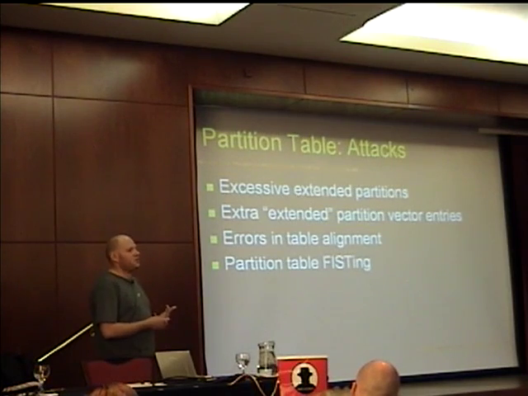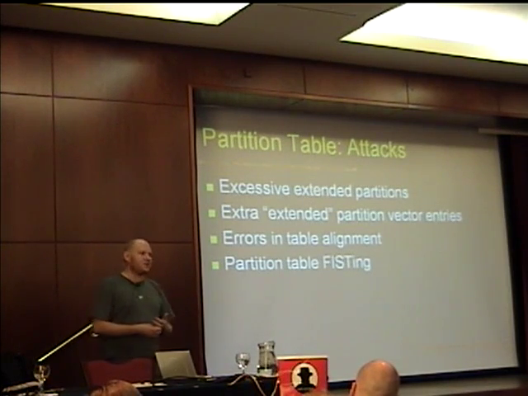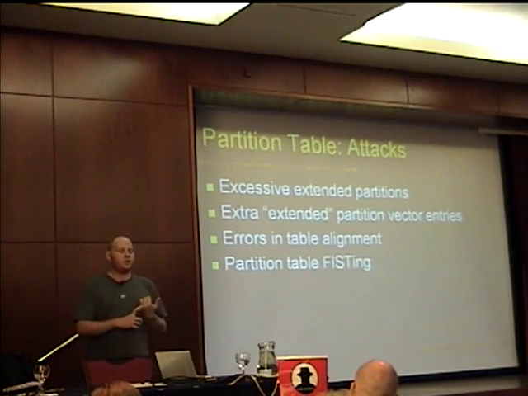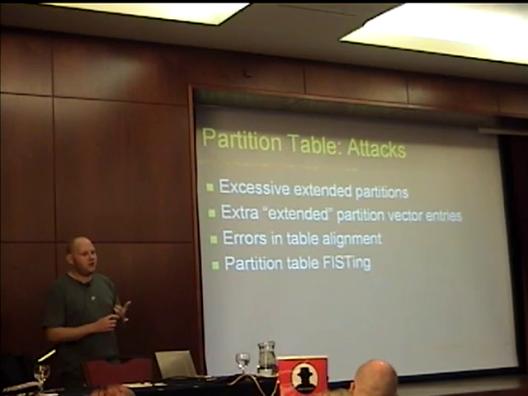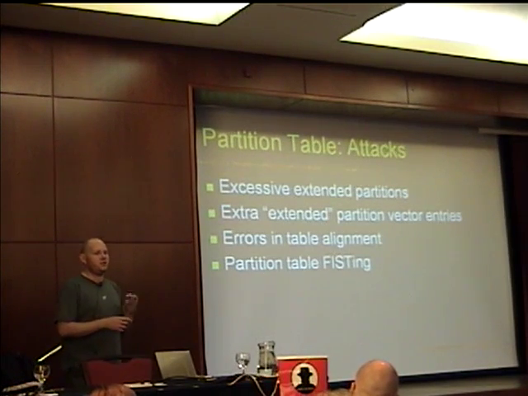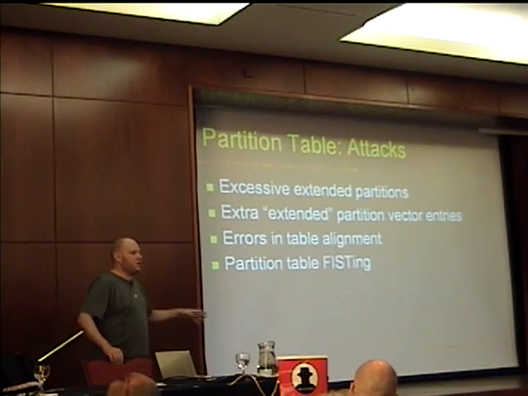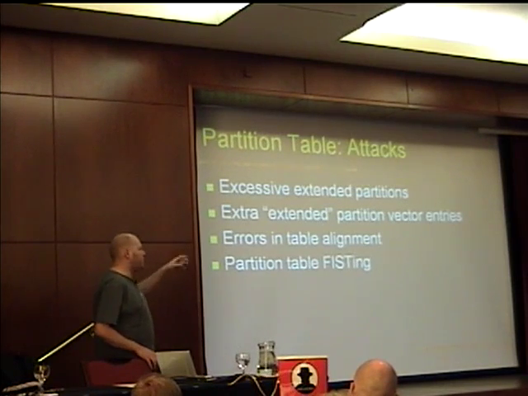We can have extra extended partition table vector entries. What that means is for each of the extended partition tables, we have the assumption that there's only one logical partition and one extended partition. If we create more entries than that, if we use the entire thing up, it can be invisible. It's not always. Most modern software doesn't fall for this sort of trick, but it's possible to get away with it.